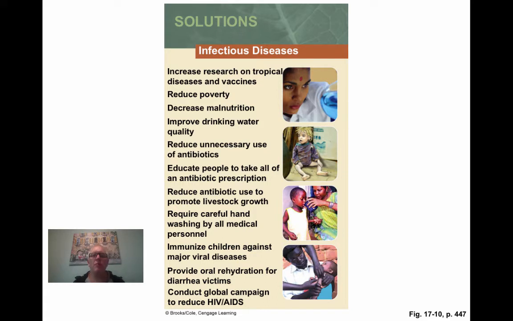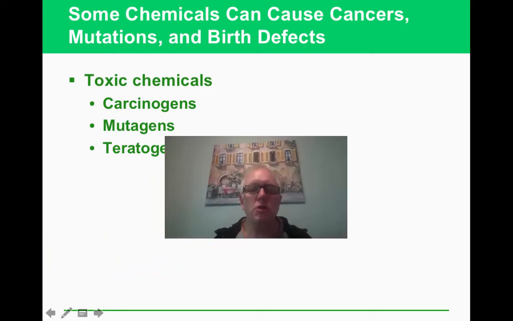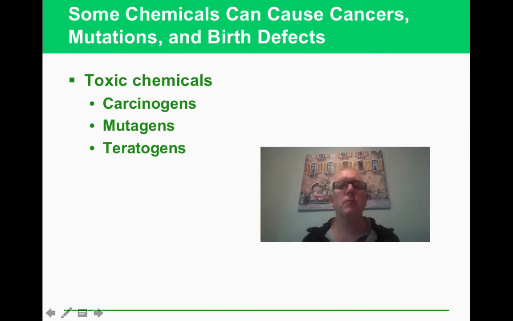Okay, back from our infectious diseases and moving on here. So here are some of the things that chemicals can cause problems for. Toxic chemicals are things that cause us discomfort or death. Carcinogens will give you cancer. Mutagens will change the DNA, so it changes your genetic structure. And teratogens are birth defect causing.